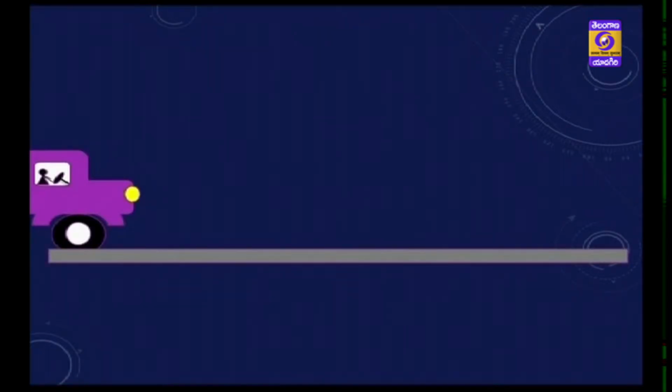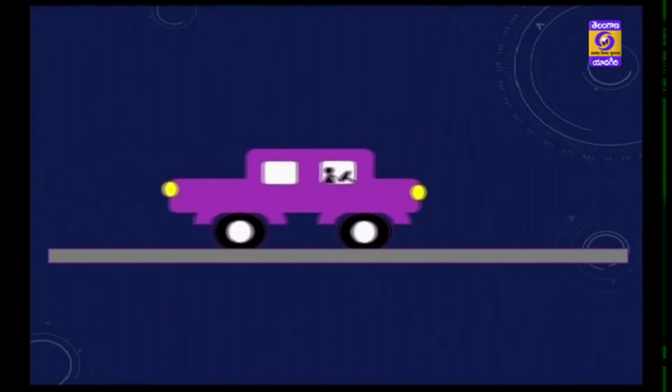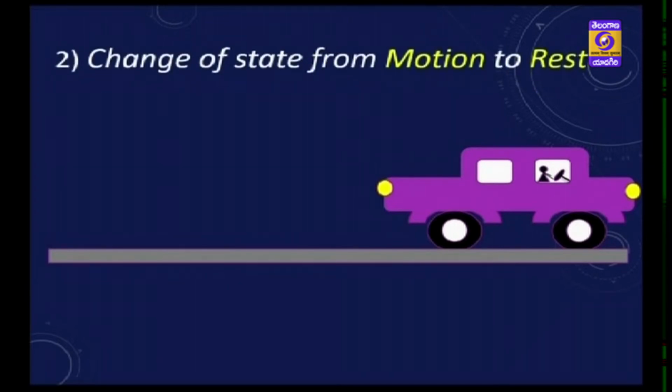Observe this second one. So here the car is moving. We want to stop this car. So how to stop the car? You have to apply the brakes. Means to change the state of motion from motion to rest, we have to apply the force.